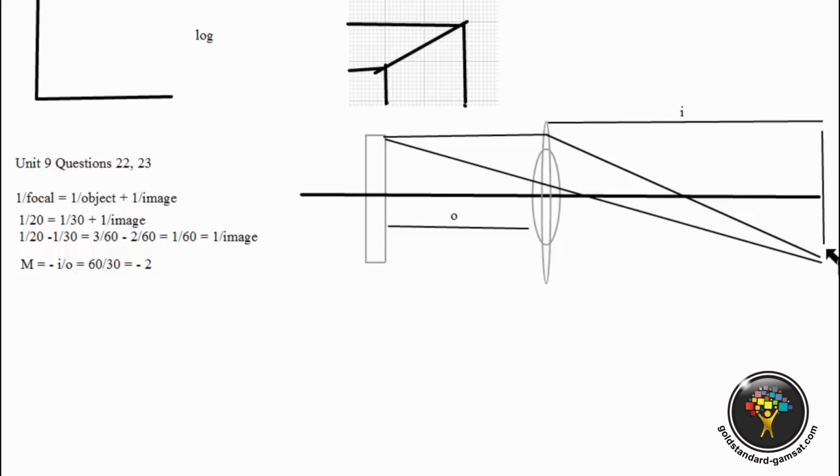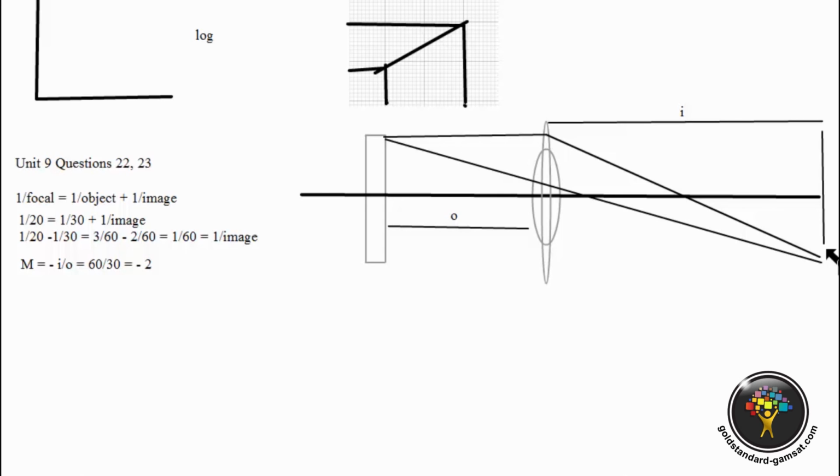Third thing we can say about it: it's inverted, it's real, and it's magnified, it's enlarged. Those are the areas where you can test it. Is it enlarged or diminished? Is it real or is it virtual? And there's a third thing, which I'm forgetting again. But anyway, that's how you can solve this problem.